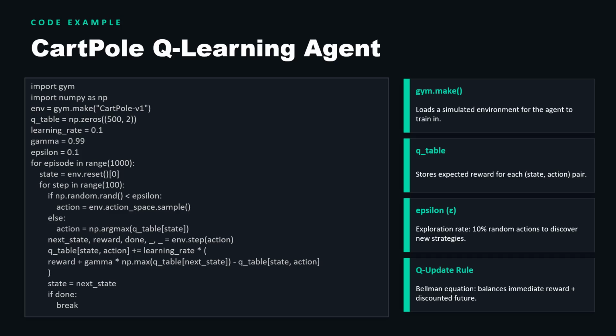Here we see a basic example using the CartPole environment. Don't worry about every line of code, focus on the idea. The environment is created using a simulator. A Q table stores how good each action is. The agent sometimes explores randomly, other times it chooses the best known action. The key part is the Q update rule, which balances immediate reward and future rewards. This is how learning happens.